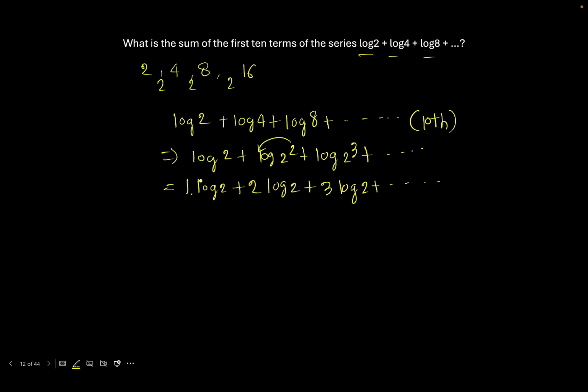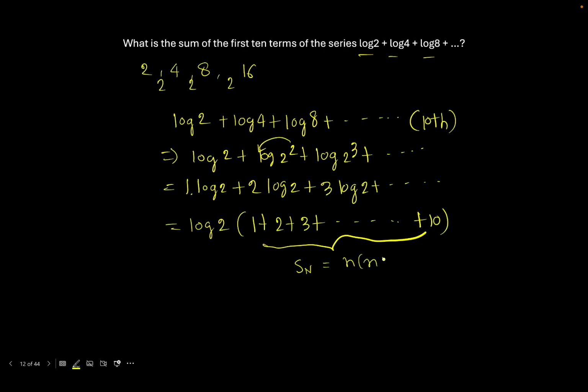So now we can see that if we take log 2 common, it's 1 plus 2 plus 3 plus, it will be 10th term. So it is the sequence of natural numbers, and we know the sum of the natural numbers is n into n plus 1 by 2, and here n is 10 because we want 10 terms. So 10 into 11 by 2, so it will be 5, so it will be 55. So the sum is 55 log 2.